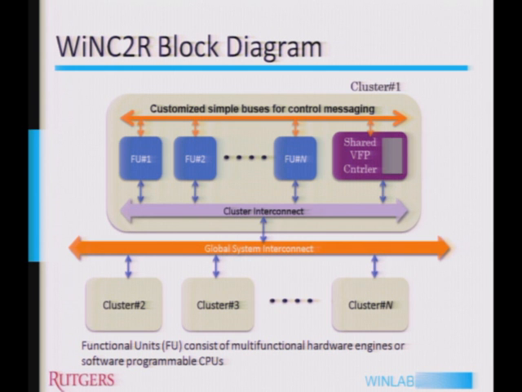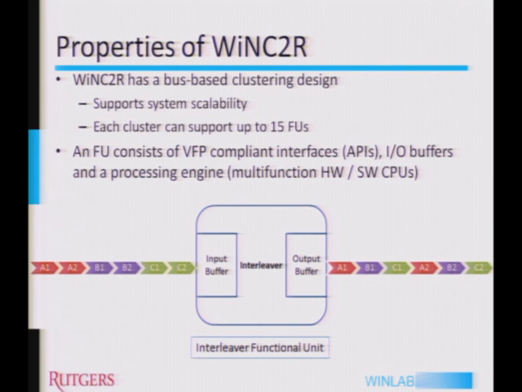We have worked heavily with a number of systems, plus a series of master theses. There are different versions. This is the later version where we have clusters. The first version essentially had one cluster. So the current revision of WinC2R has a bus-based clustering design to support system scalability, where each cluster can support up to 15 functional units.